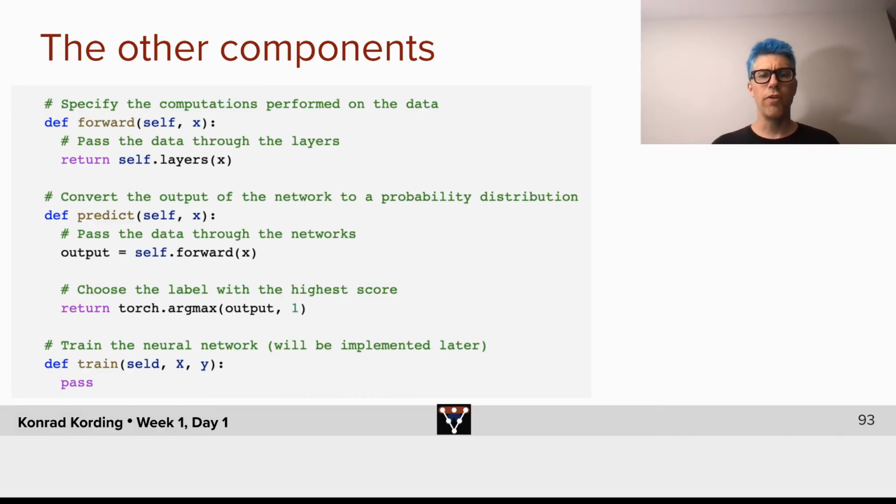Then for predictions, we need to convert the output into a probability distribution and choose the most probable one. So for that, we have output is self.forward, which is basically just calculate what happens if we pass the data through the networks. And then to make a specific prediction, we choose the label with the highest score. So we return torch.argmax of output. That basically just selects which of the potential labels has the highest probability here. And then lastly, we'll have a training function.